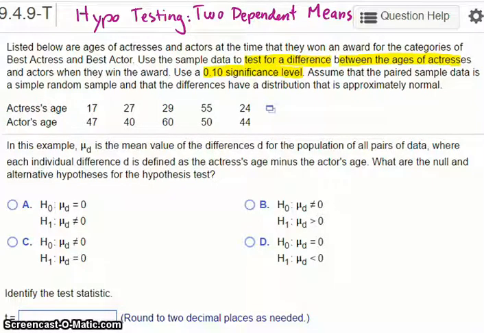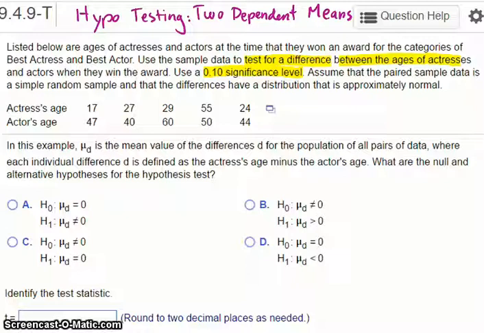These are matched pairs. In this case, the year that this actress won, she was 17. The same year, the actor who won was 47. Likewise, the year that the actress won for Best Actress, she was 27, and that same year, the gentleman was 40, and so on. It creates matched pairs because these were the same year that the actress or actor won for Best Actress or Best Actor.